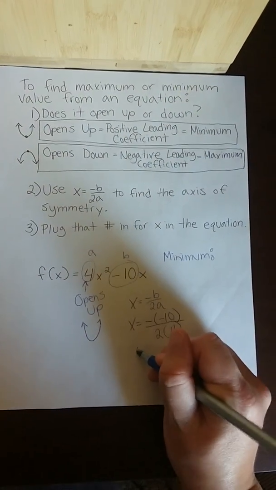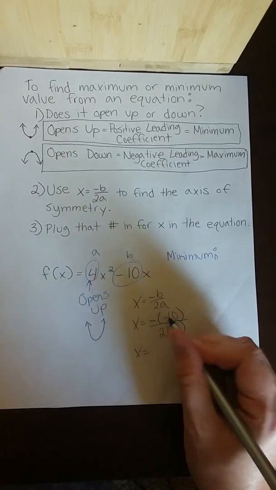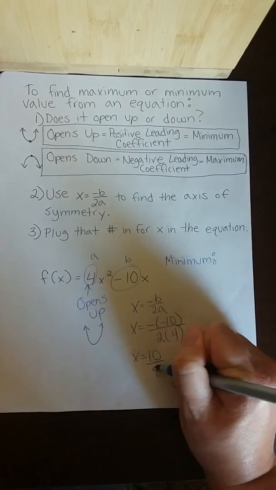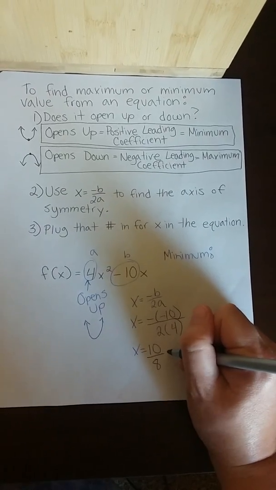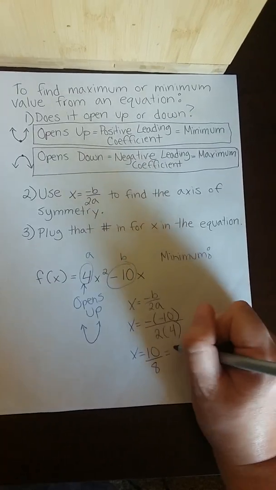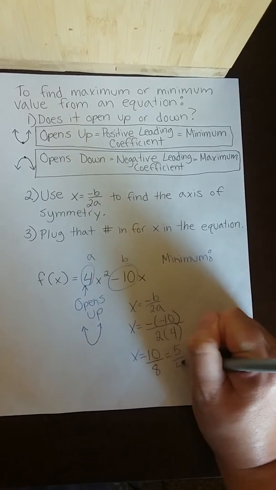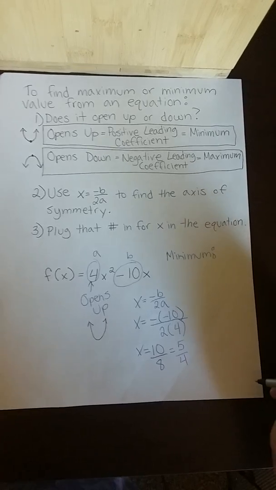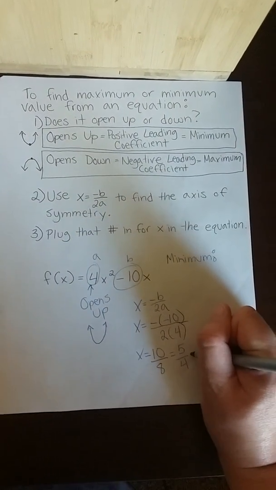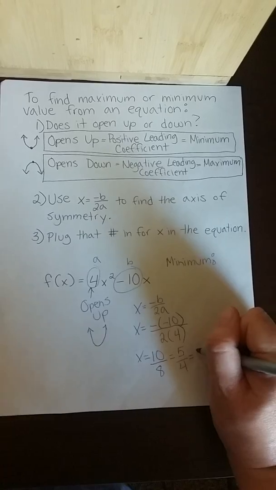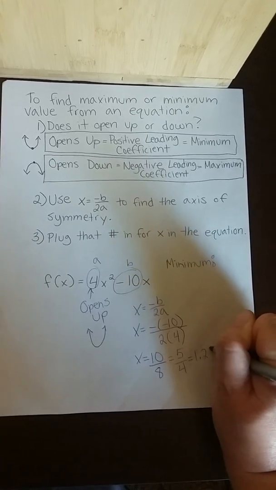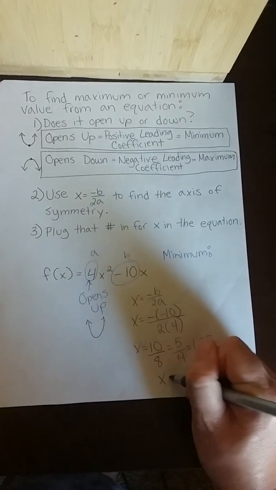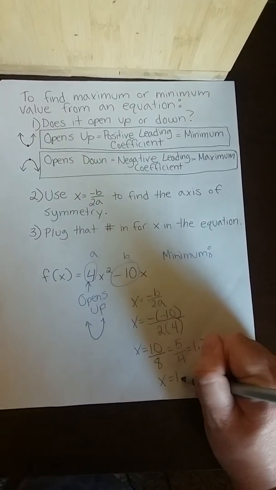Okay, this is then x equals negative makes positive, so 10 over 8. We can simplify that to 5 over 4. And even though I like fractions, it's actually easier if you then go ahead and make that a decimal. So this would be 1.25. Okay. So my axis of symmetry is x equals 1.25.